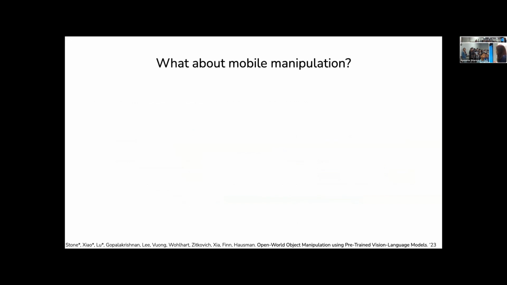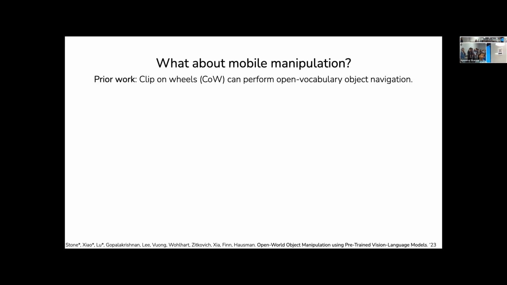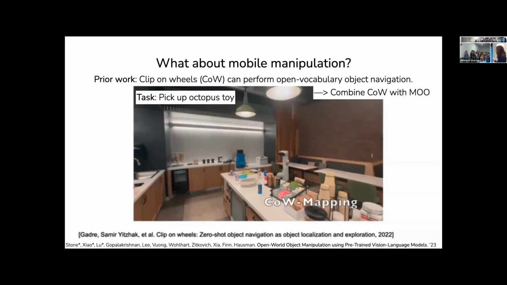Now, what about mobile manipulation? All the results so far were with static manipulation tasks. It turns out there's a prior work called CLIP-on-Wheels that can perform open vocabulary object navigation. And so you can combine navigation with manipulation by first doing the navigation and then doing the manipulation, to combine naturally CoW with MOO and get a robot that can both navigate to an octopus toy, which is a category that it had never seen in its training data, and pick it up.